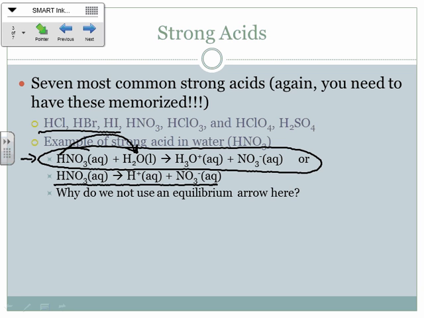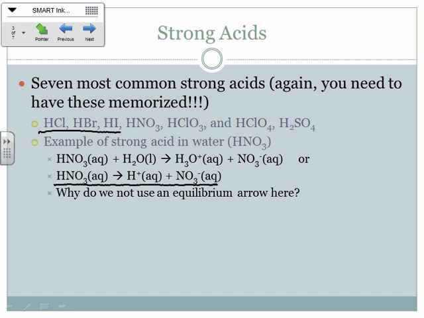So why are we not using an equilibrium arrow on this particular reaction? Any ideas there? Well, okay, it makes sense. It's not an equilibrium reaction if we're not using an equilibrium arrow. Why is it not an equilibrium?